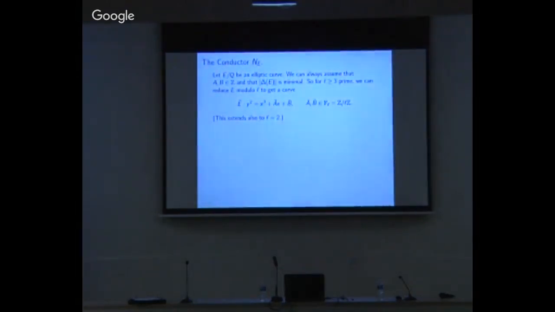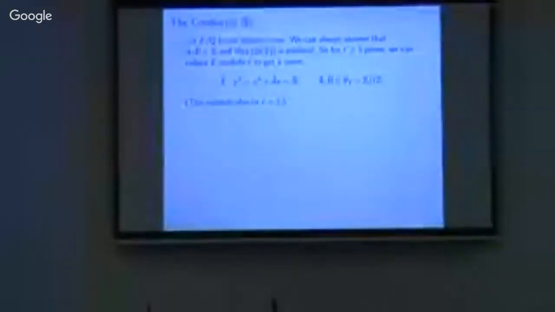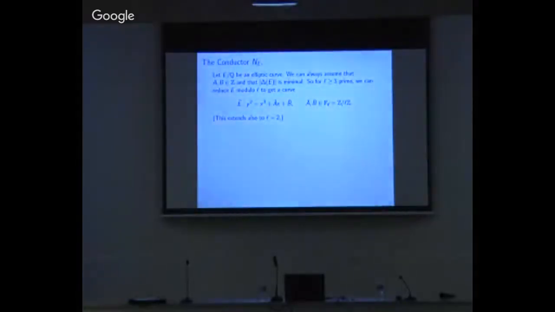For such a model, for every prime number L at least 3, we can reduce the equation modulo L. So this will give us another equation, E tilde, of this shape. And now our coefficients, A tilde, B tilde, belong to the finite field with L elements. Although here I say L at least 3, this procedure can actually be extended also for 2. We need to consider a little bit more general models to do that. But the point is that we can do this for every prime.